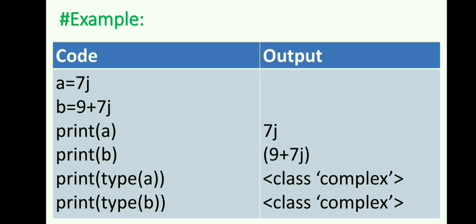If your number has only an imaginary part, that is the real part is 0, for instance 7j, then the output will be displayed without parentheses. If your number has both real and imaginary parts, for instance 9 + 7j, then the output will be displayed within parentheses. The last two print statements will display the data types of the variables a and b respectively. Here the data types are complex. The complex number data type is represented by the complex class in Python.